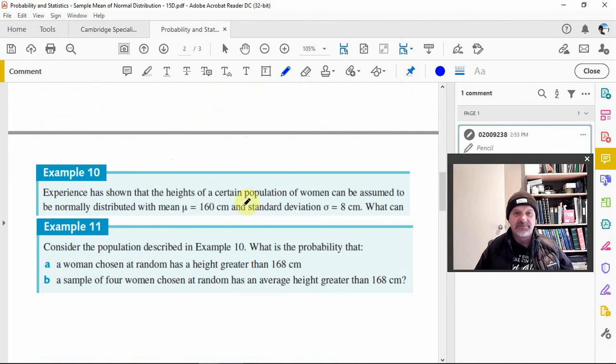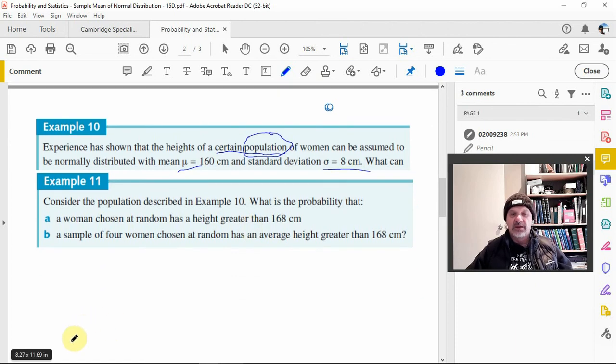All right, so this information, again it says it's a certain population. The word population is the key there. And so this mean and this standard deviation, they're the population. Okay, so consider the population described up here. What is the probability that a woman chosen at random has a height greater than 168?